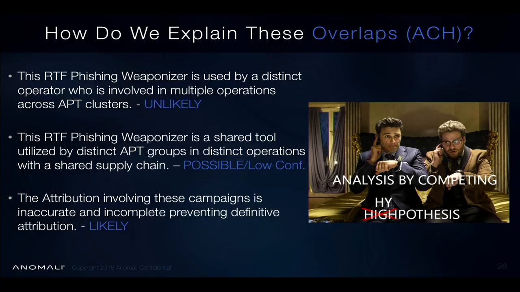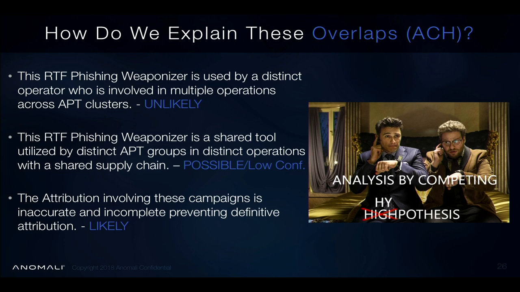Well, let's try to do a little bit of an ACH analysis quickly. What if we were to say this RTF phishing weaponizer is utilized by one distinct operator, Schrodinger, who's just so good he's involved with multiple operations across all these Chinese and Korean groups in Asia? I would say that's unlikely. Based on the way these groups operate, function, and have funding, it is rare for one operator to be able to range across such a broad diversity of campaigns.